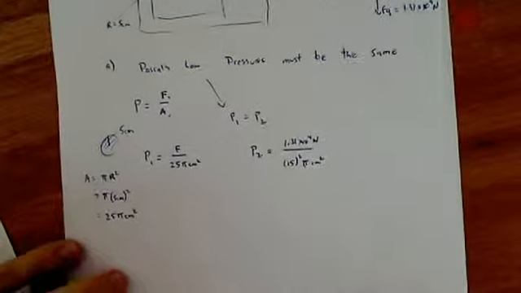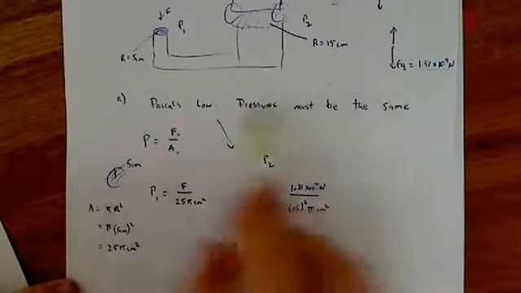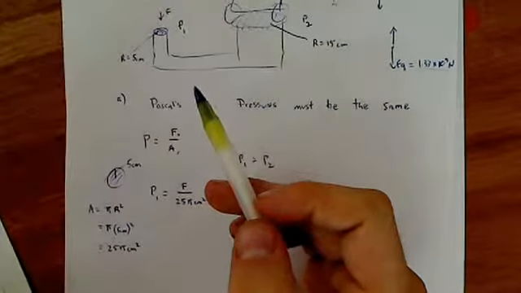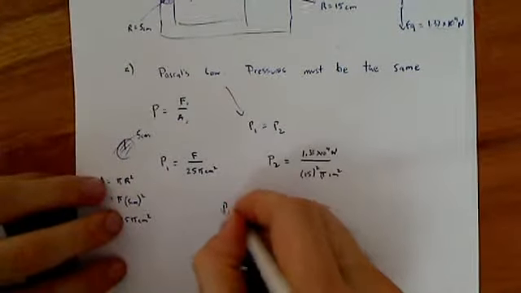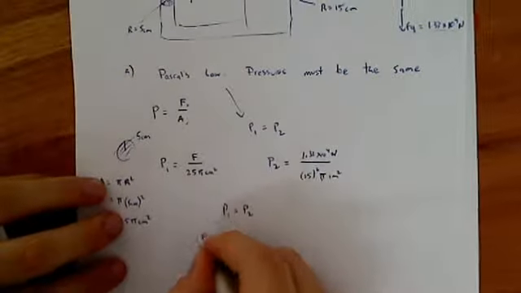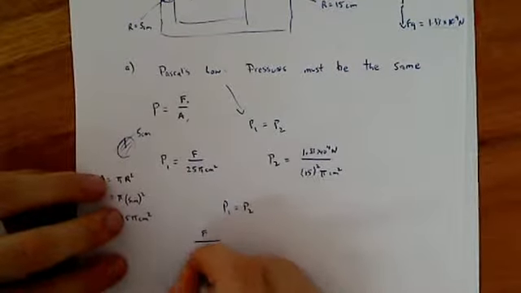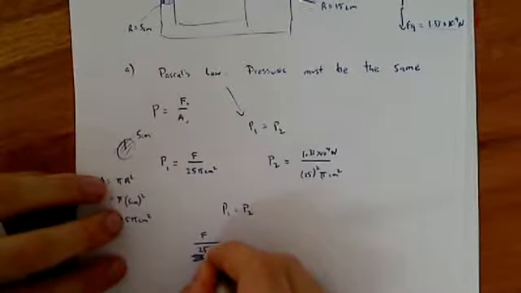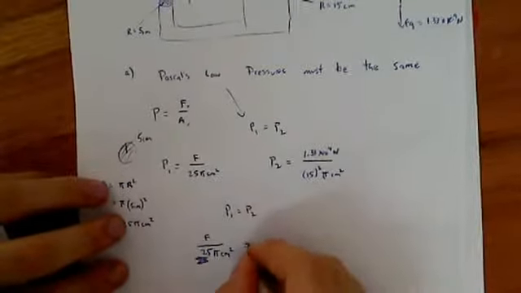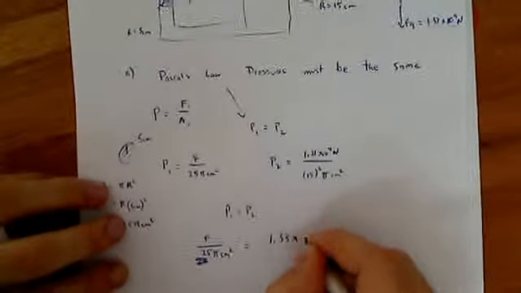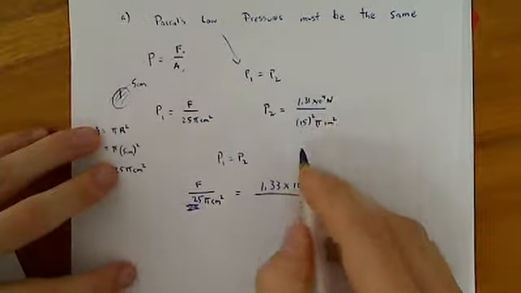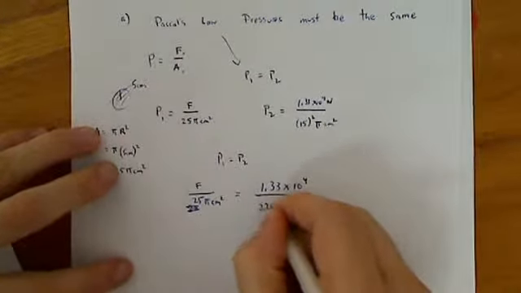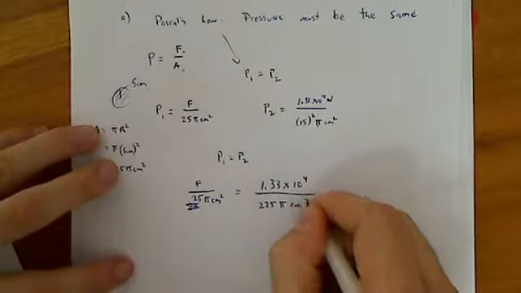So again, Pascal's law says the pressure must be the same on any surface when you have a closed fluid like this. So P1 is equal to P2. So we have F all over 25 pi centimeters squared is equal to 1.33 times 10 to the 4 all over 15 squared. You can put it in your calculator, it's 225 pi centimeters squared.